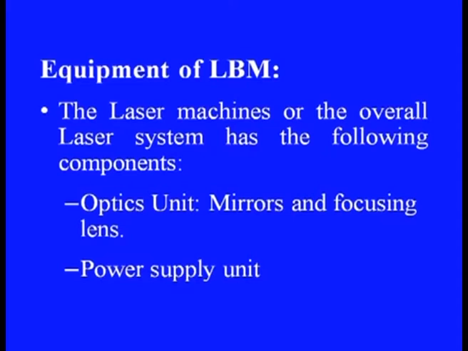Let us first look at the equipment of this laser beam machining. Laser machines, or the overall laser system, has the following major components. One is the optics unit that consists of mirrors and focusing lenses. Another is the power supply unit. Then another important subsystem is the workpiece rest table, which may be fixed or may move in up to two directions, x and y. This can be a computer numerical controlled system. Then the scrap removal system, then the assist gas system or debris removal system, and then the control unit.